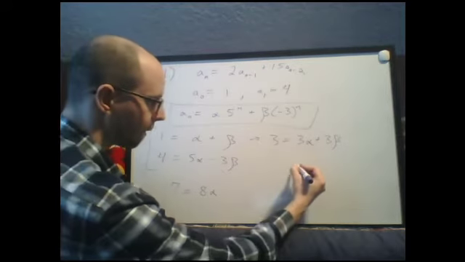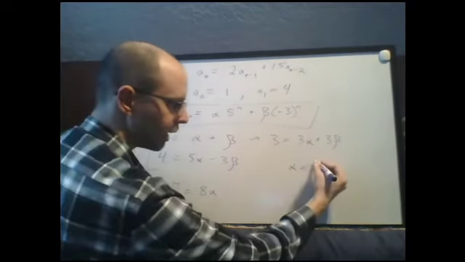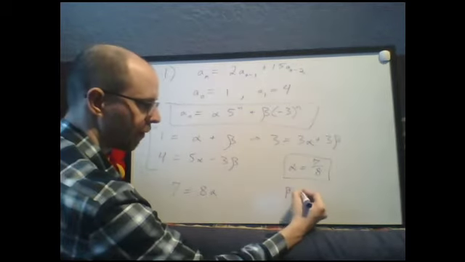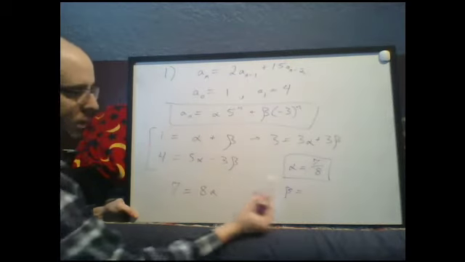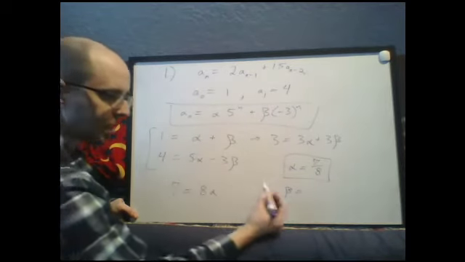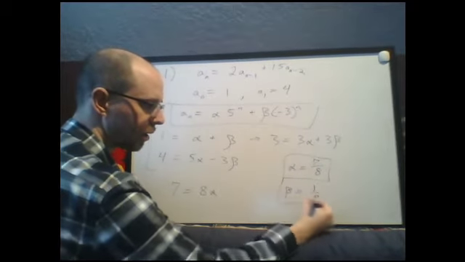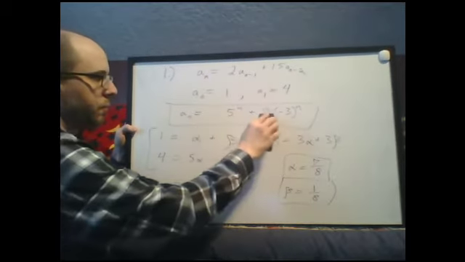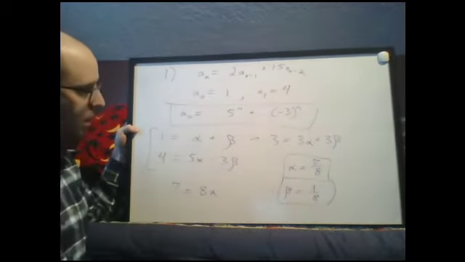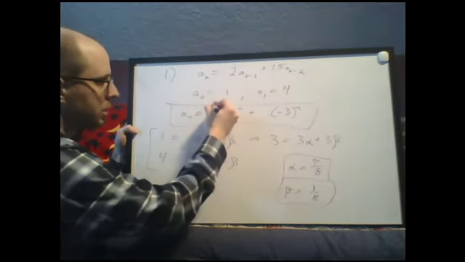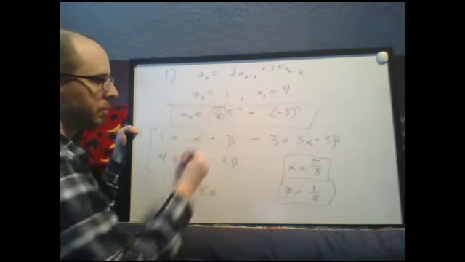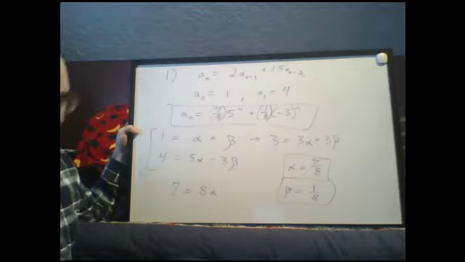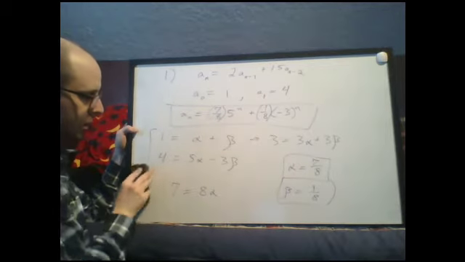So alpha equals 7 divided by 8. And then beta, well, together they have to add up to be 1. So if alpha is 7 over 8, then beta has to be 1 over 8. So my final answer then is a_n equals 7/8 times 5 to the n plus 1/8 times negative 3 to the n. That's my answer to this recurrence.